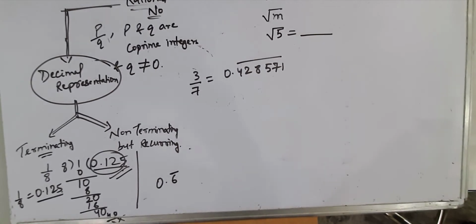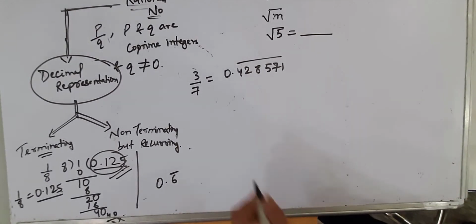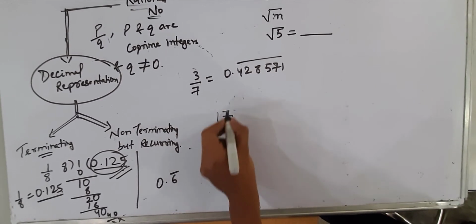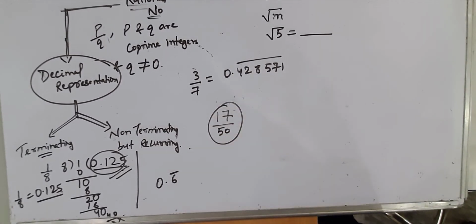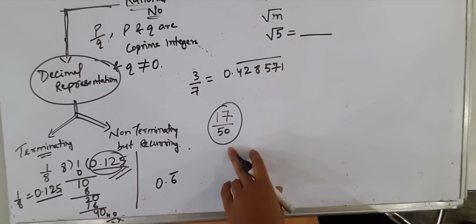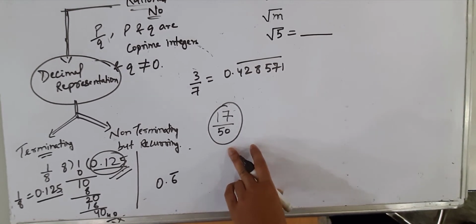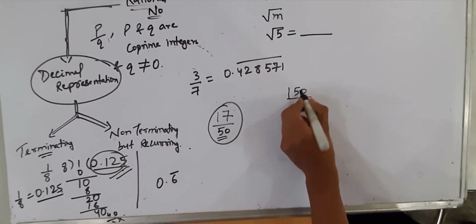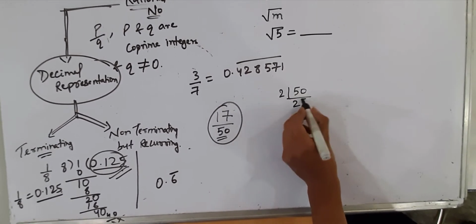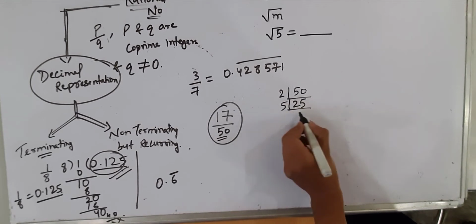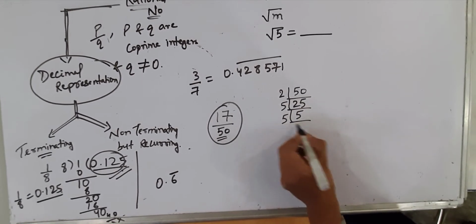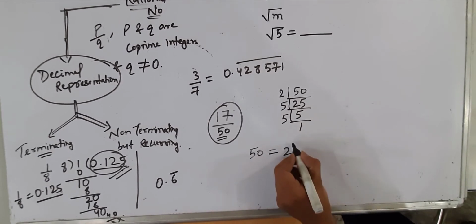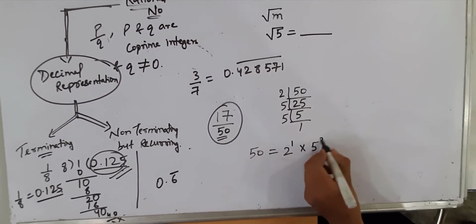Now there are certain questions, and the question asks, is 17 upon 50 terminating or non-terminating? So without dividing we have to give the answer. What we have to do is find the factors of the denominator, which is 50. So this 50 can be represented as 2 to the power 1 multiplied by 5 to the power 2.